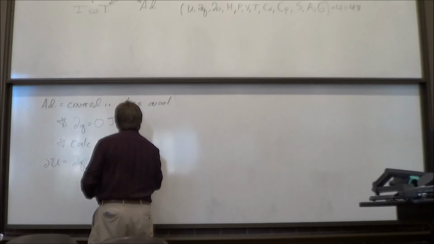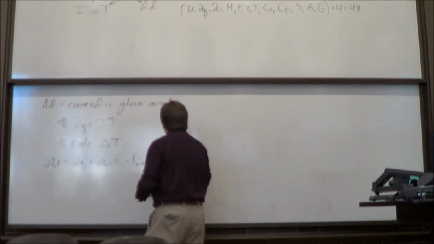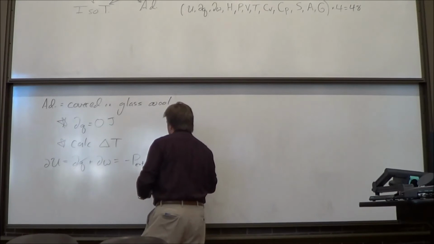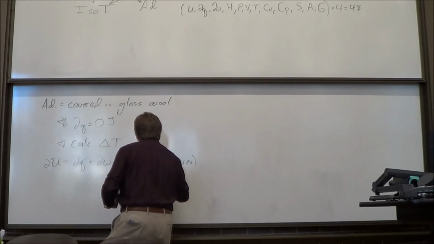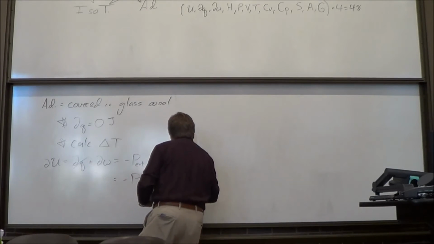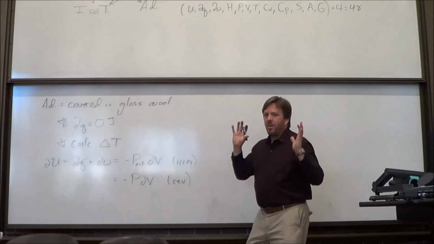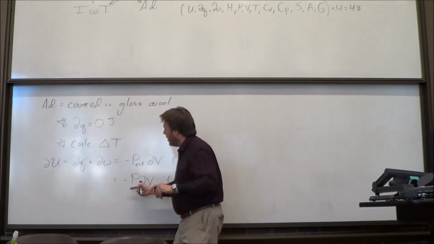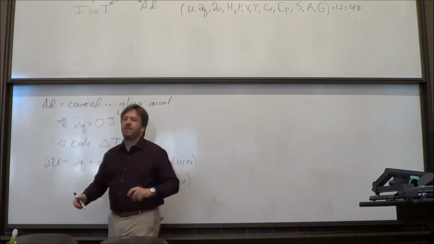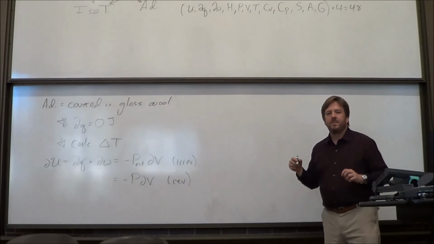Okay, this will be minus for irreversible, and it will be equal to minus PdV reversible. Okay, so I've told you about the magic adiabatic cylinder. If you can just calculate this, you get that, and you get that. You're almost there. Question?